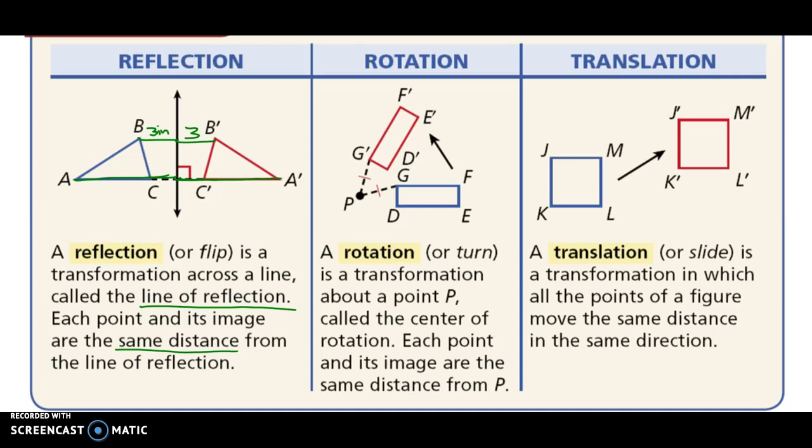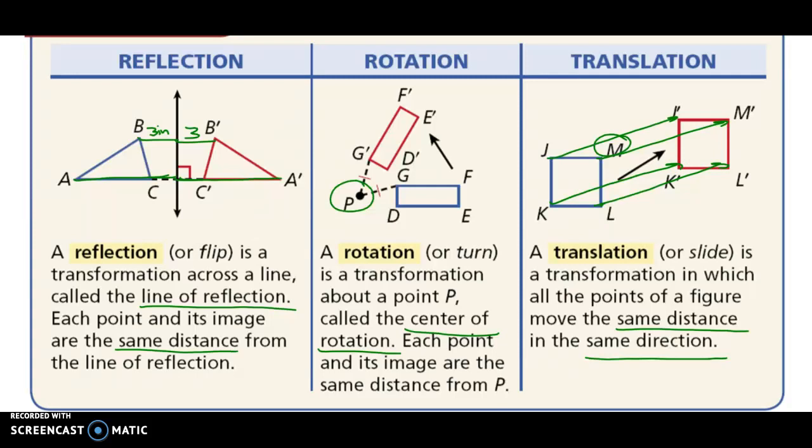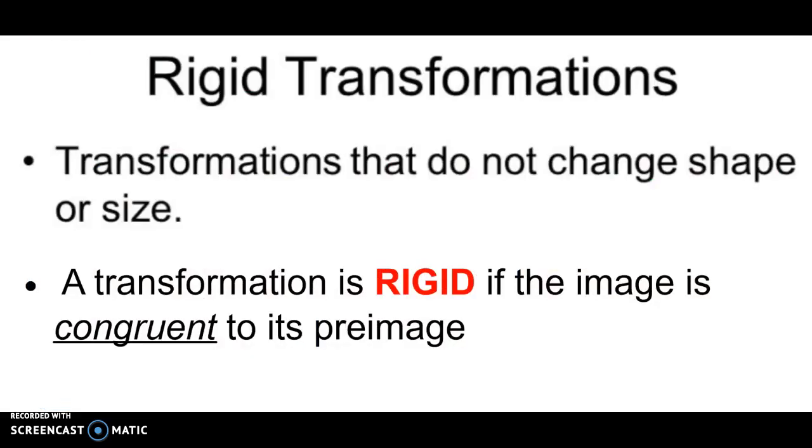Here's a rotation, and once again, this is called the center of rotation. That point that's like the middle of the pinwheel that we're rotating around. We'll learn, I'll show you how to do that. And then the last one is a translation. It goes the same distance and the same direction. So M goes the same distance and the same direction as L. It's always the same distance and the same direction. If you connect them, it makes like a prism.